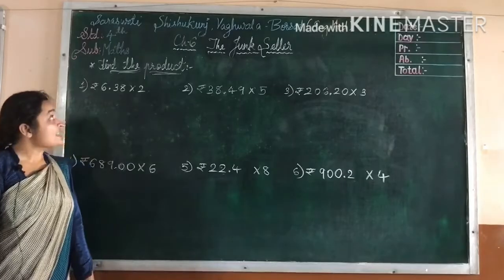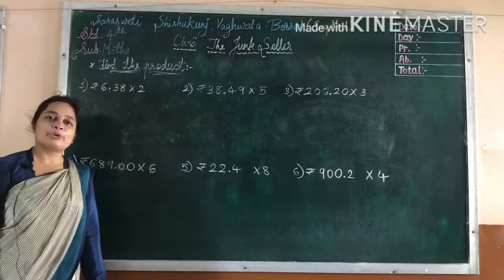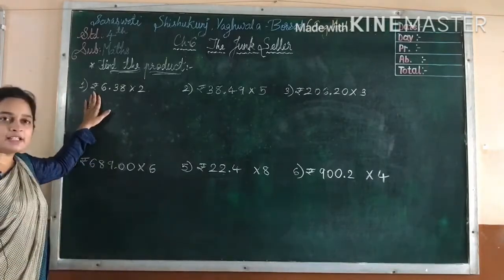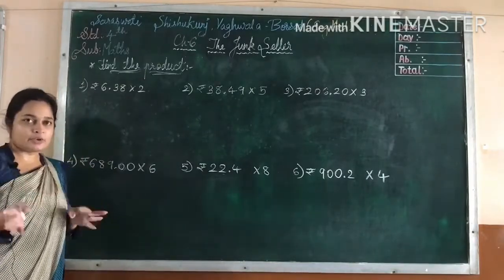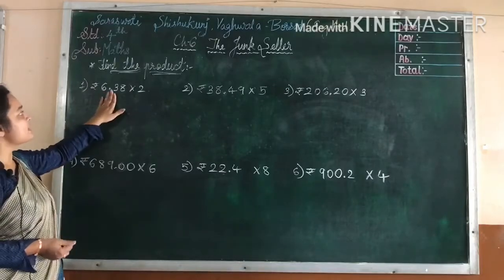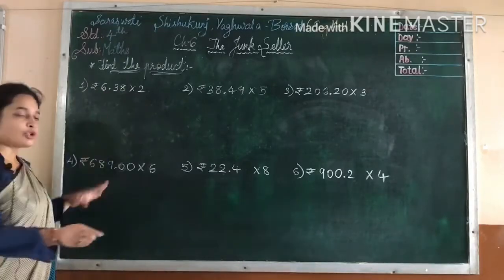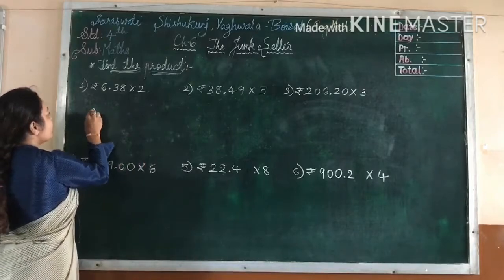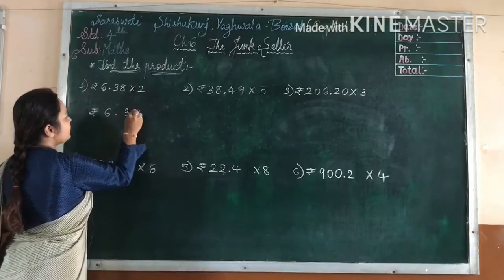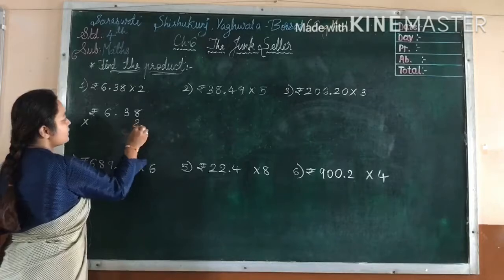See, last topic, find the product. Okay. As we have seen in our online class on 8th date, okay. So first number is there, rupees 6.38 multiplied by 2. So let's solve it. Rupees 6.38 multiplied by 2.